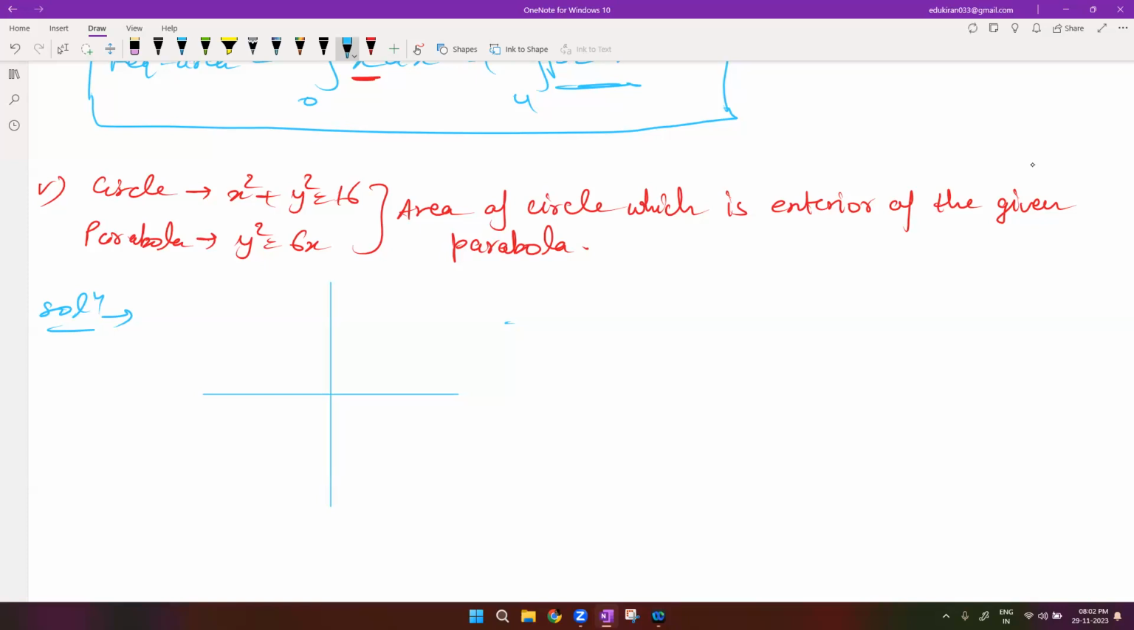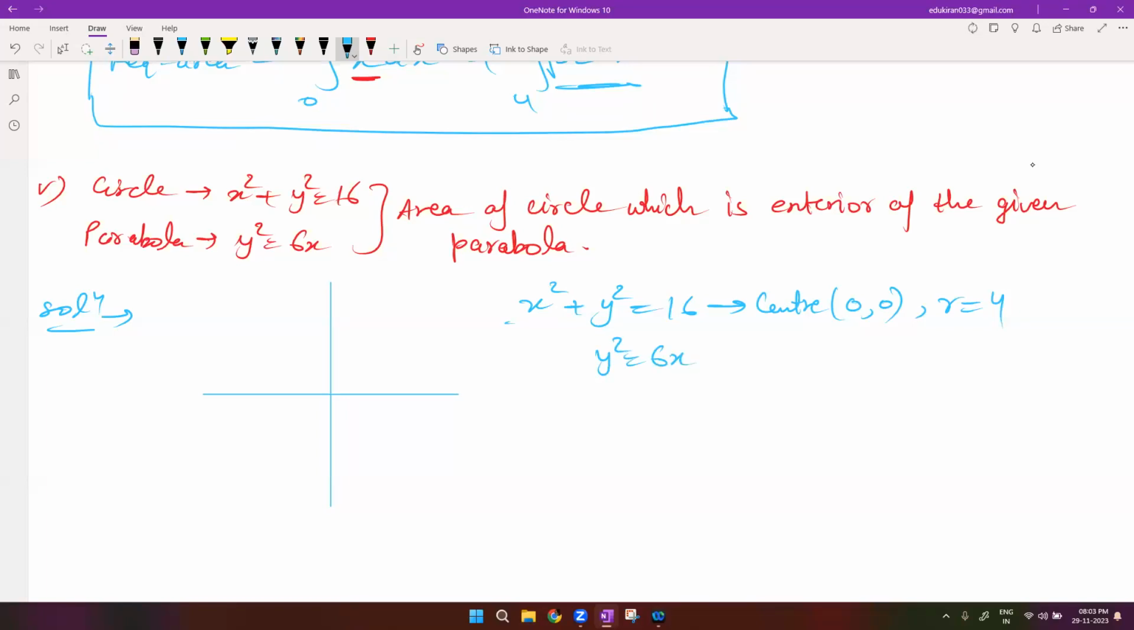Please try to answer these questions. They are very important from your point of view, because you won't be able to draw these figures otherwise. Center 0, 0, and circle. Oh, sorry. Radius 4. So 4. Correct. And parabola y square is equal to 6x.